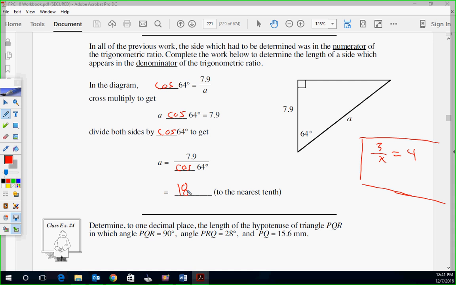Yes? Yeah, we use tan if, for example, I said I wanted you to find the opposite side. Just haven't used it yet.